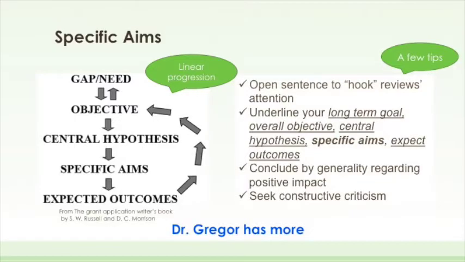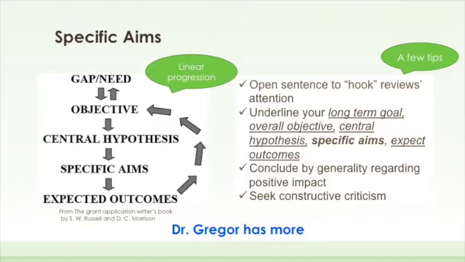So I will briefly talk about something I'm very interested in. Dr. Greg probably has more. I love this one because it is kind of a formula to write specific aims. You have identified gaps, and then you talk about your objective, then your central hypothesis, then 2, 3 or 4 specific aims. And lastly, you talk about your expected outcome. Following this flow is easy and will help us to write this section.